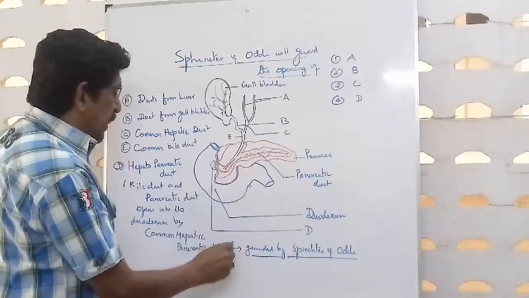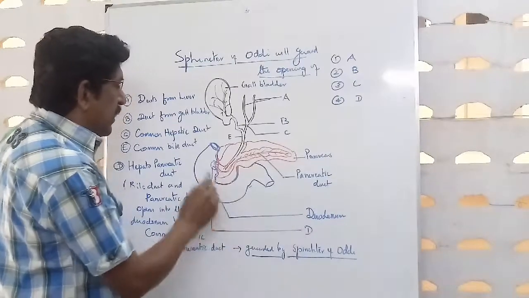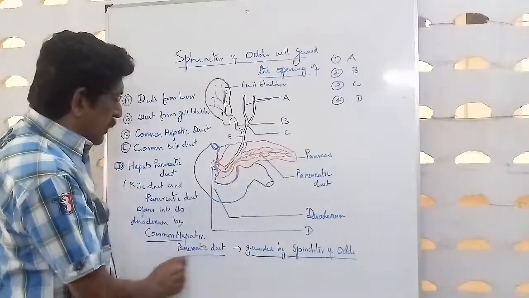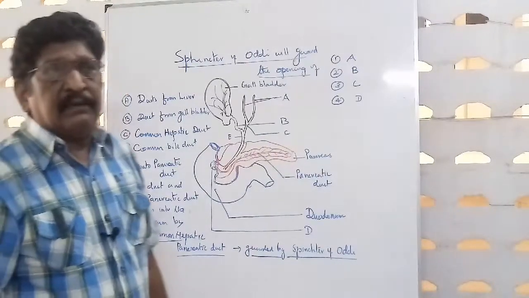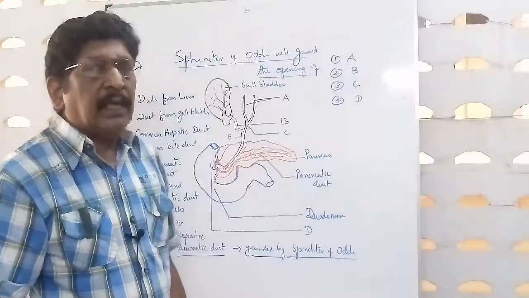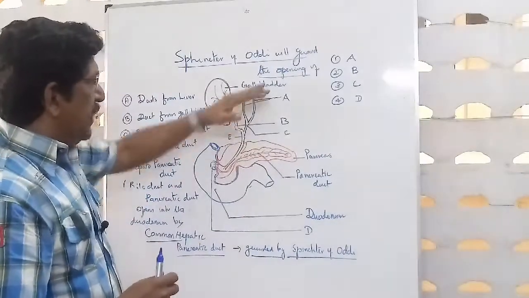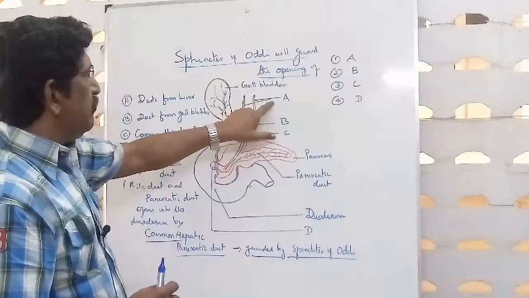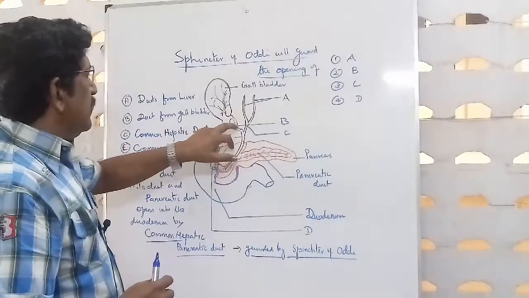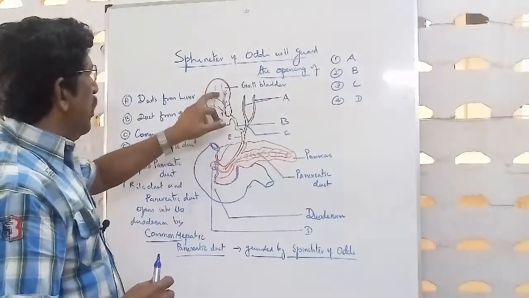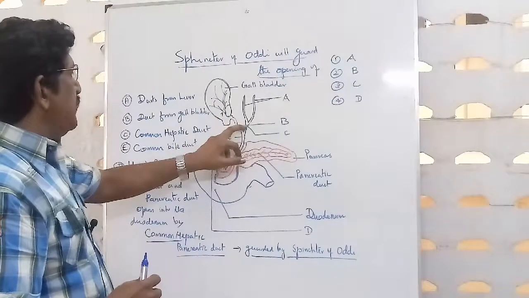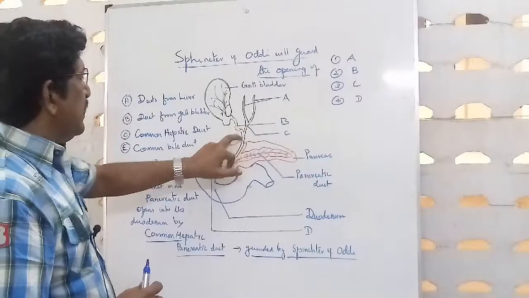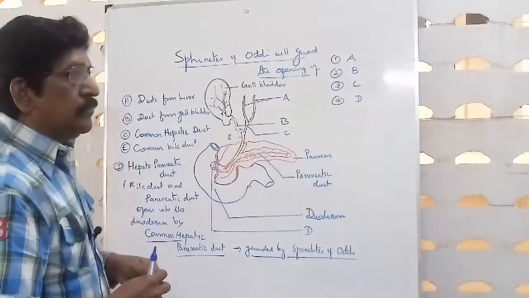So this is the D. This portion is the D. D represents the common hepatopancreatic duct. Okay, so I hope you understood the diagram. These two are the ducts from the liver. B is the duct from the gallbladder and C is the common hepatic duct, and this is the common bile duct.